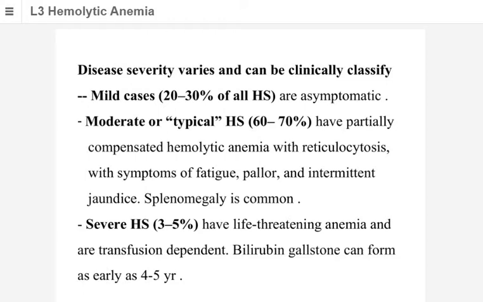The severity of the disease varies and can be clinically classified as mild, moderate, or severe. Mild cases are asymptomatic, forming about 20 to 30% of all cases. The moderate or typical form, 60 to 70% of cases, has partially compensated hemolytic anemia with reticulocytosis, and symptoms of fatigue, pallor and intermittent jaundice. Splenomegaly is common. But only 3 to 5% of cases are severe, with life-threatening anemia, and are transfusion dependent.